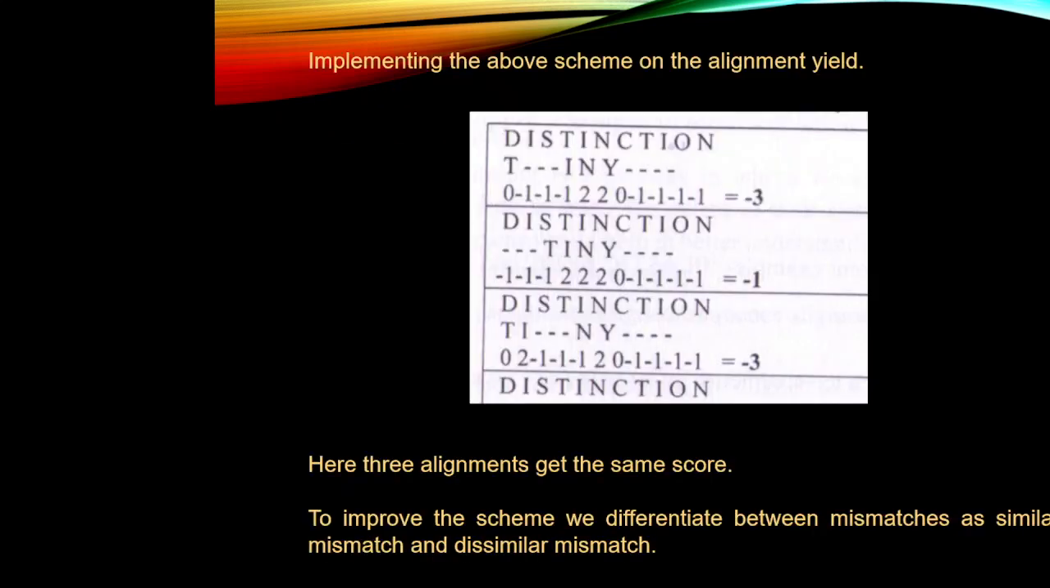Now we are going to implement this rule in this sequence. So you can see that there are 3 alignments possible. This is the first alignment, this is the second alignment, and this is the third alignment here. 3 alignments are possible. So what we are doing is that where there is no match, we are putting 0. When there is no match or mismatch, we are putting -1.